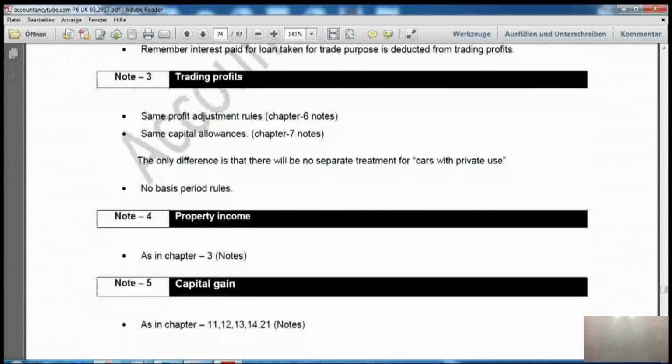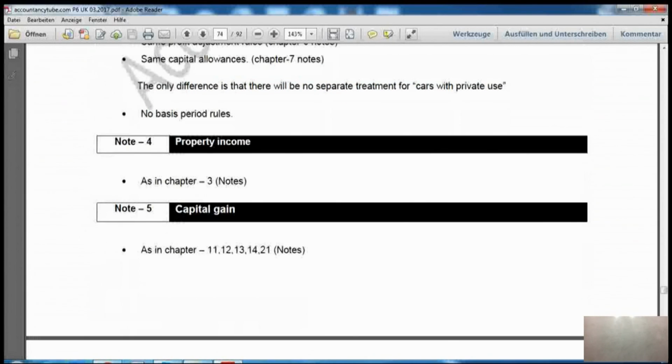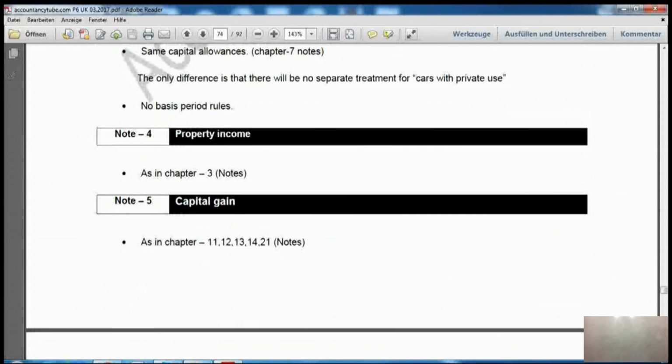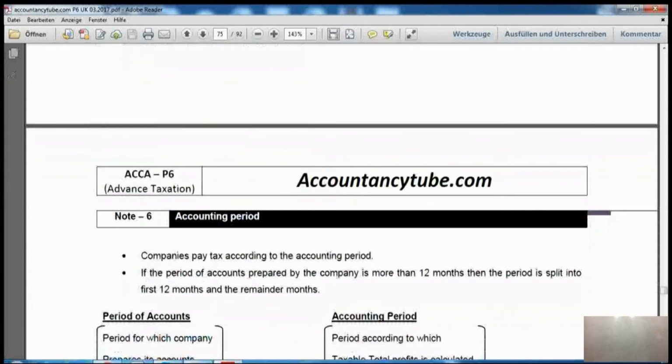Now, as far as trading profits are concerned, same adjustments which we have already seen in income tax and capital allowances as well. The only difference is that as far as capital allowances is concerned, there will be no treatment for car with private use, and no basis period as well. Property income and capital gains are exactly the same, which we have already seen.